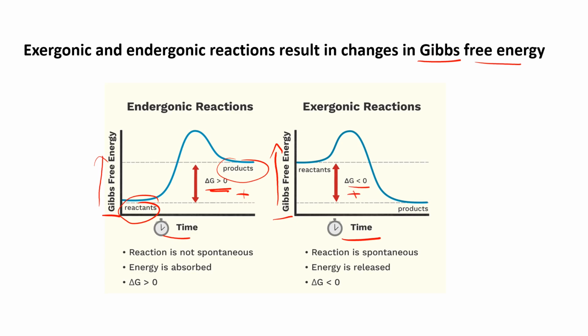As a result of this graph, an endergonic reaction is not spontaneous. You need to invest energy to make it possible. The energy needs to be absorbed, and the delta G is positive. On the other hand, exergonic reactions are spontaneous, they release energy, and the delta G is negative. So just remember this to answer this question, and as they ask that it absorbs free energy, this is the right answer.